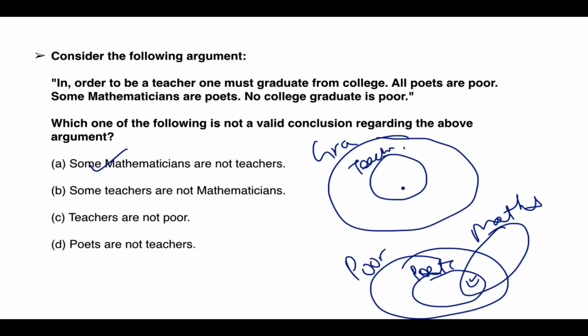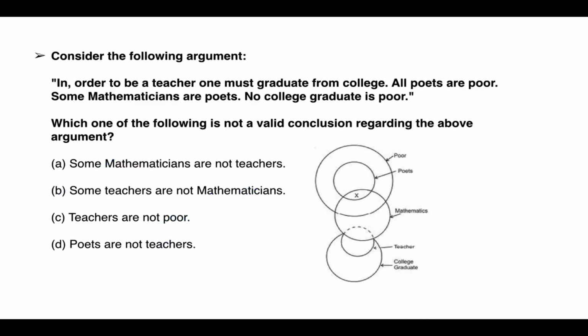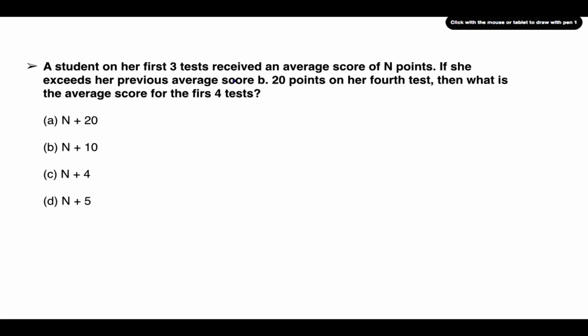See, this is kind of a confusing question because this cannot be proved. Teachers are not poor is absolutely sure. Poets are not teachers is absolutely sure. So the answer becomes B by elimination. So this is a kind of Venn diagram that can be done, and in this case B will be the answer.